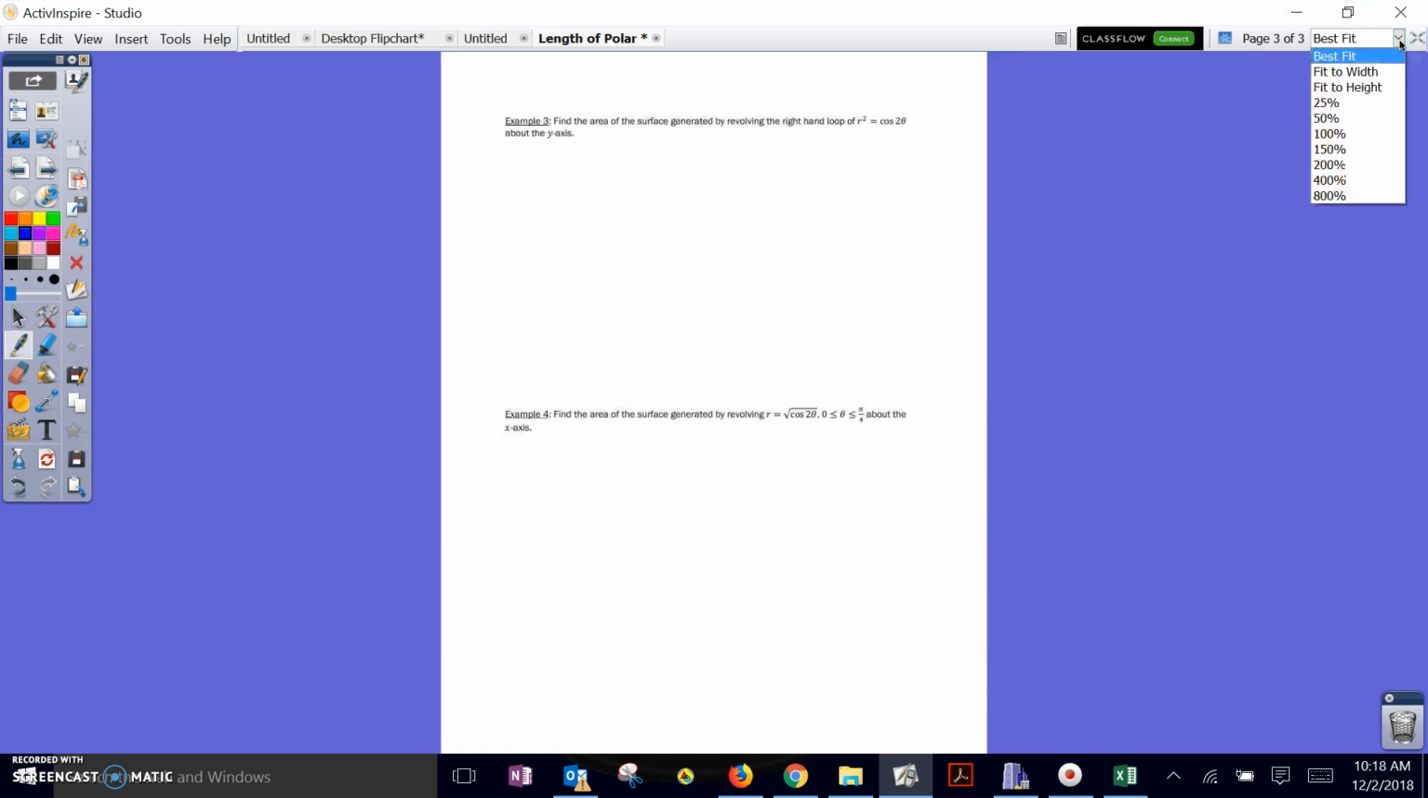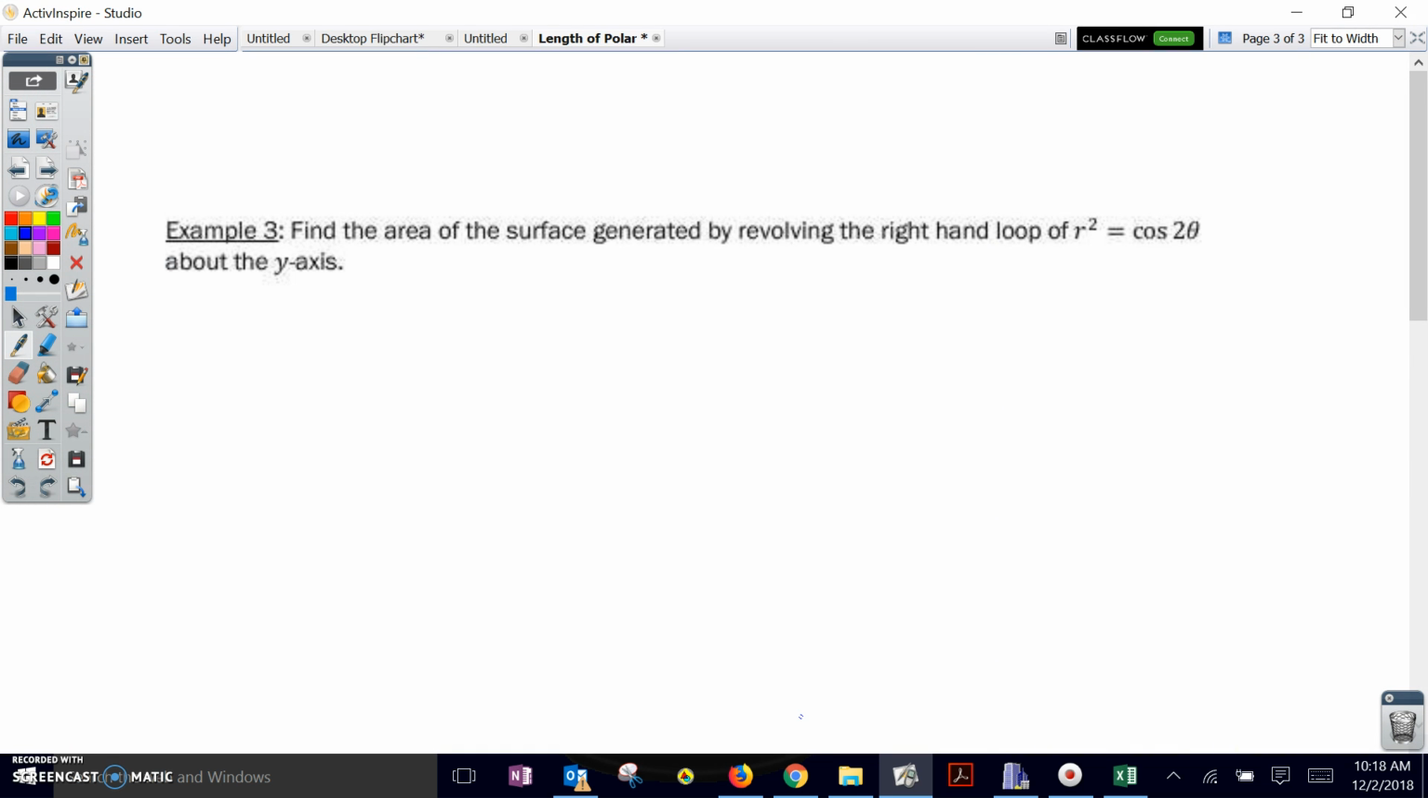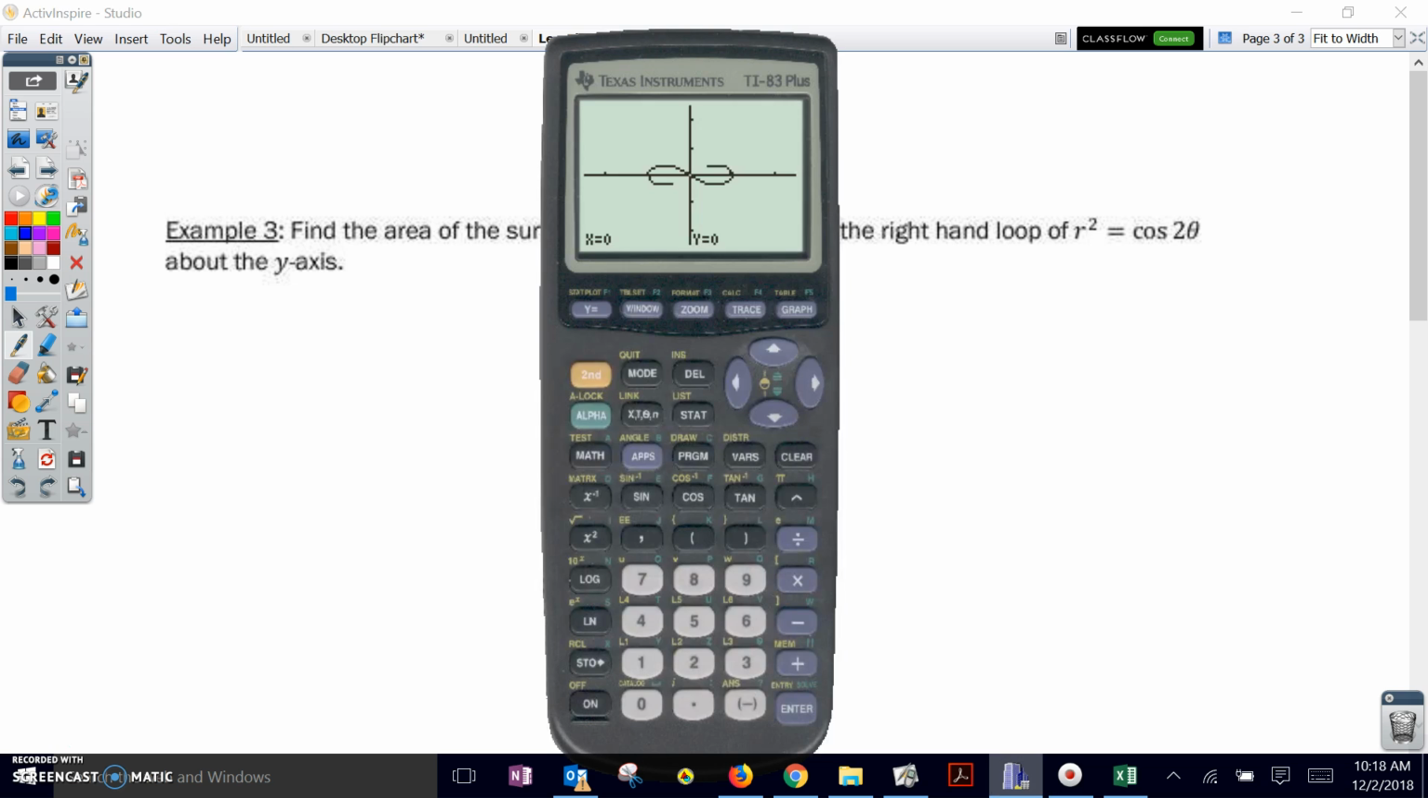Now in order to do that, I'm going to try and make things a little easier on myself. If I trace this first curve, r equals the square root of the cosine of 2 theta, it should be going from 0 to pi over 4 for my angle. And then that gets the top half of the right-hand loop. So I'm going to actually double that in order to get the surface area revolving around the y-axis.